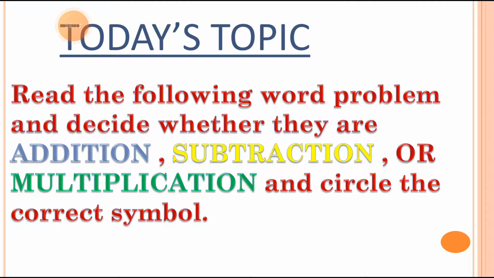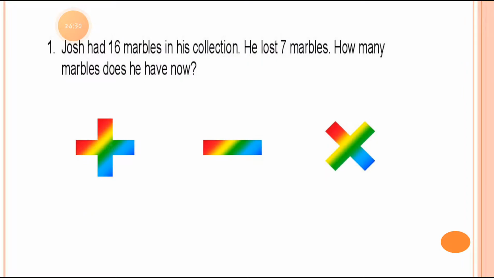I am showing you one or two examples. Let's see, and we'll see this topic in detail in the next lecture. But let's see two or three examples of this topic, and then I will explain this topic in detail in the next lecture. See here example number 1, and you can see there are 3 symbols: addition, subtraction and multiplication. So we have to read the question first.